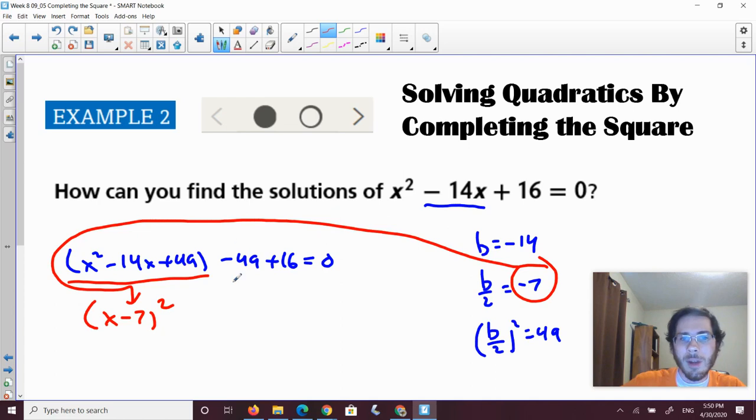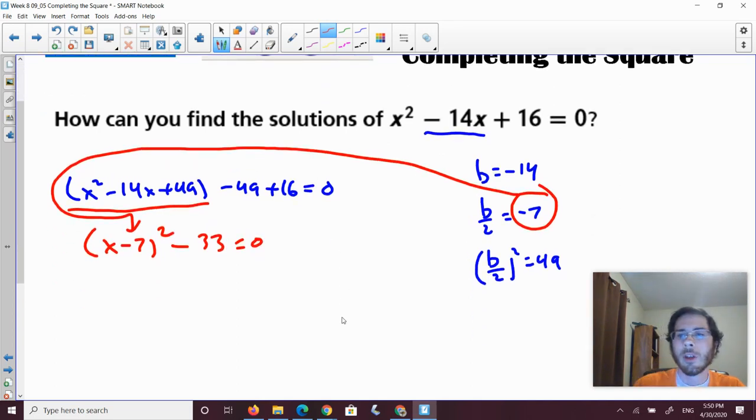We still have the rest of the problem to work with. We got negative 49 plus 16. That's 33 negative. So we have negative 33 equals 0. And so we can't use the zero product property here. Even though we have 0 on one side, we don't have a whole trinomial anymore.